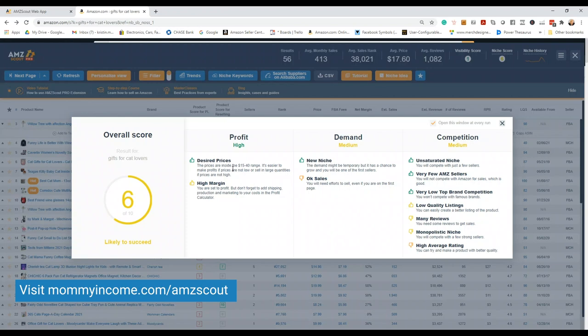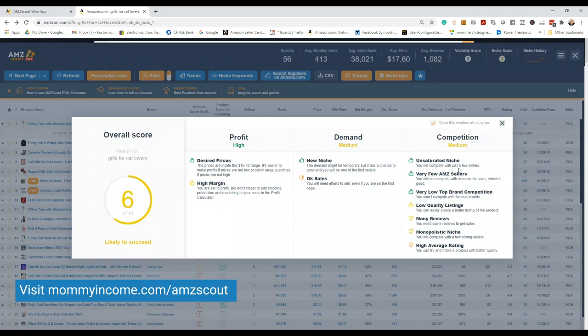Prices are between $15 and $40. They're saying it's a newer niche to get into. Remember, we typed in a broad term. This is not a particular product we're looking for. We're just looking for product ideas and the overall niche. And they're telling us over here that the competition is medium. Now, mind you, we are building bundles, so we're not even going to be comparing to single unit items.